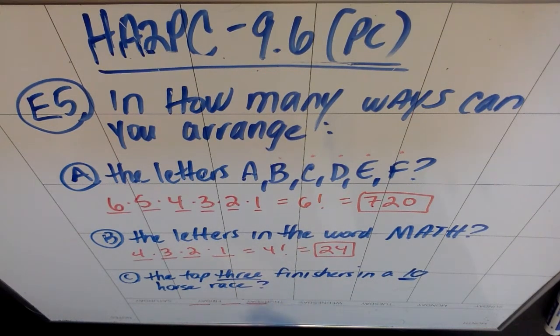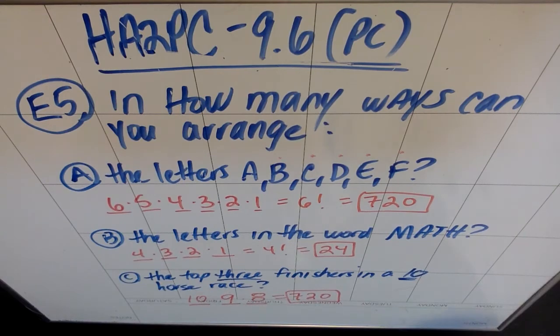How many horses could finish in the first spot? Well, there are 10 horses, so all 10 of them could. But once somebody finishes first, now there's only 9 options to finish second. And then for the third spot, there's only 8 options. So you get 10 times 9 times 8, which is 720. That's how many ways the top 3 finishers could happen in a 10-horse race, not 10 people. Anyway, you get my point. There are probably people on the horses.